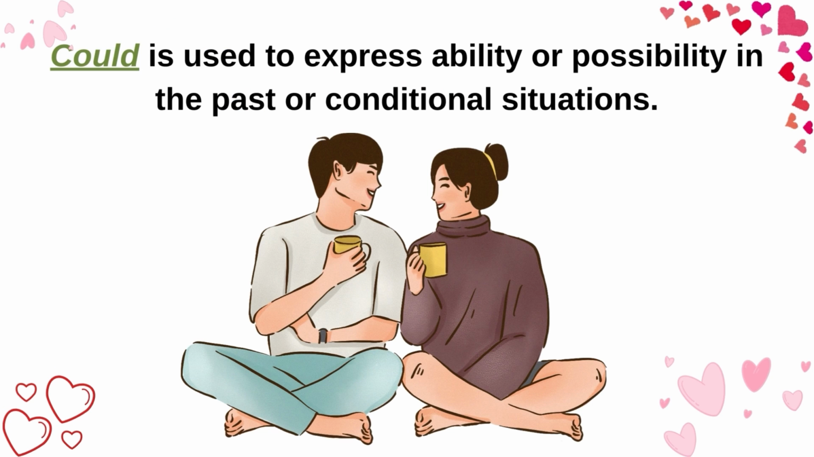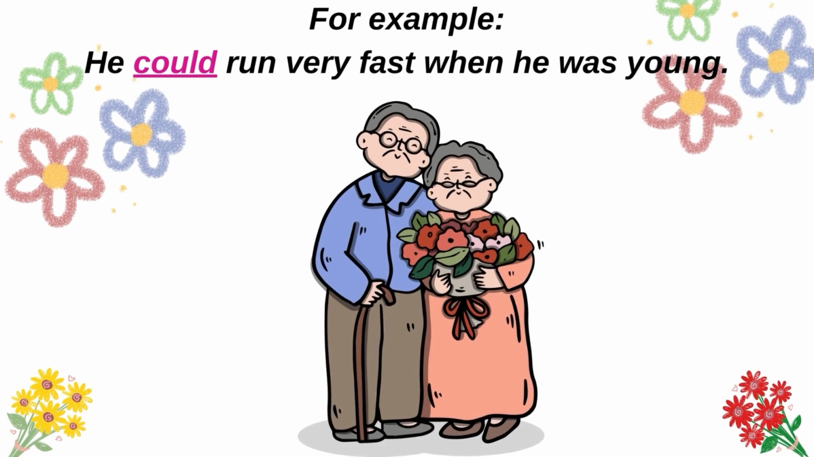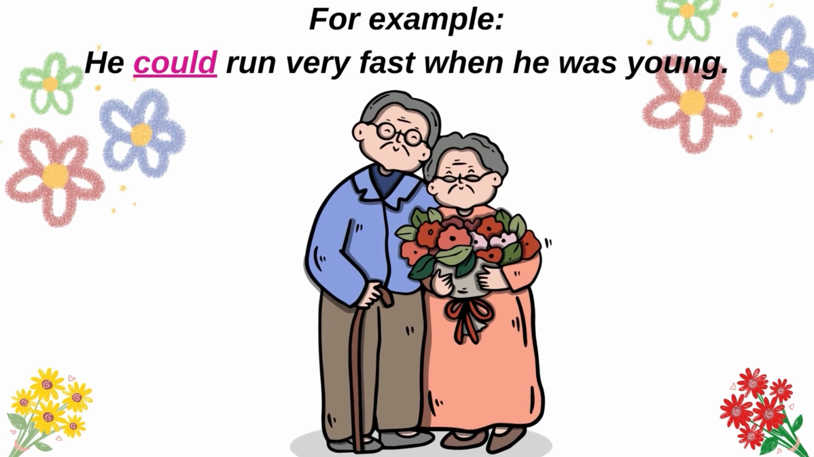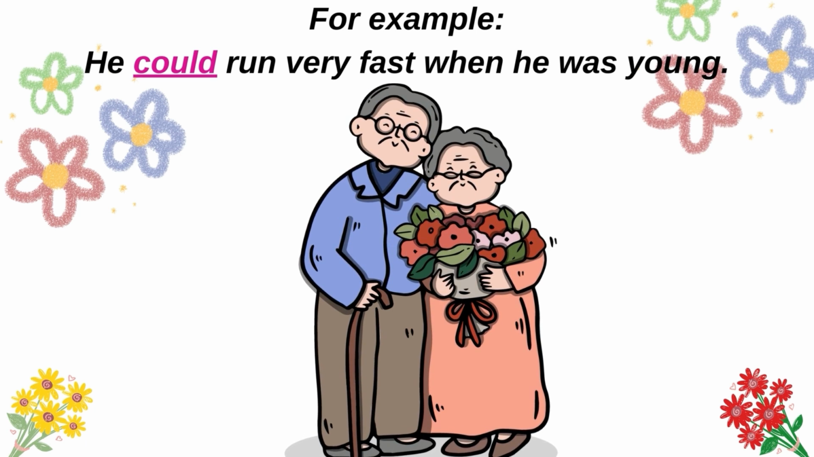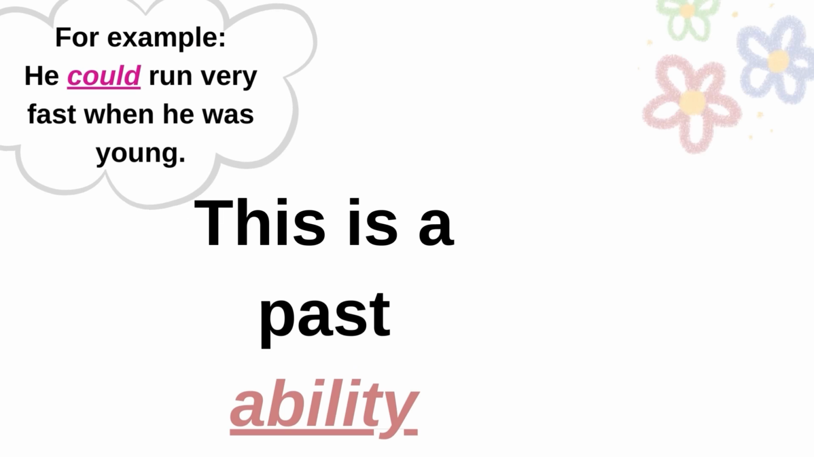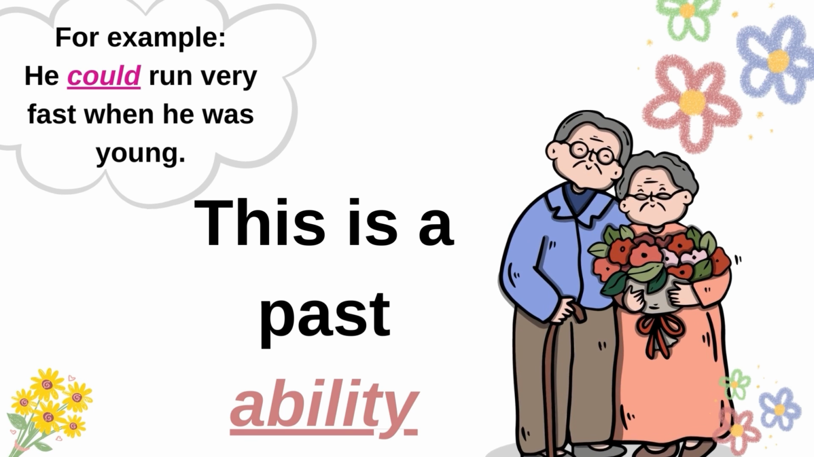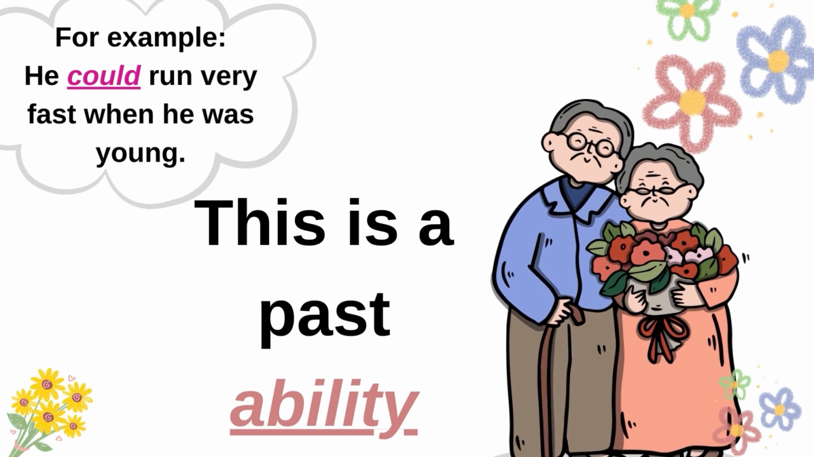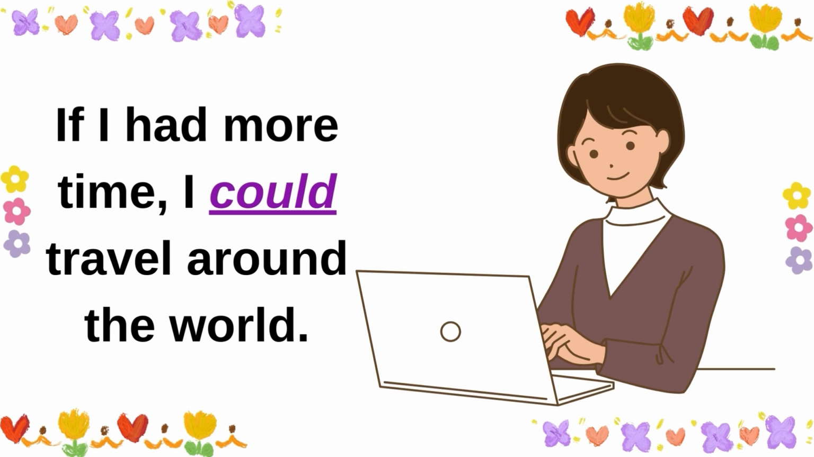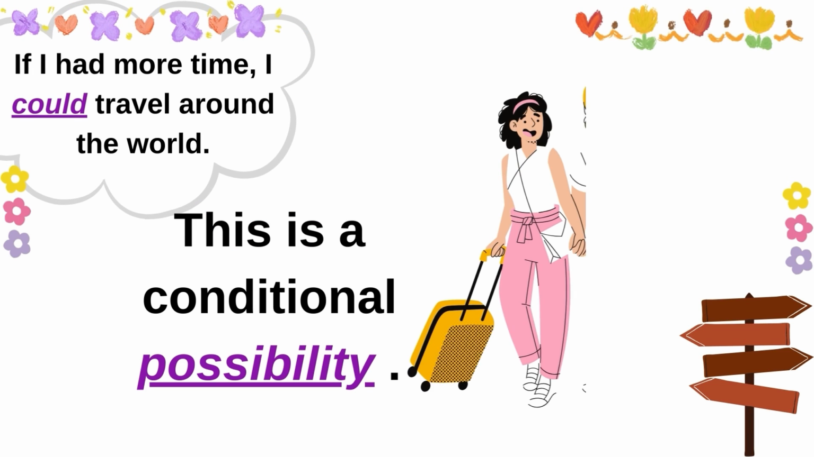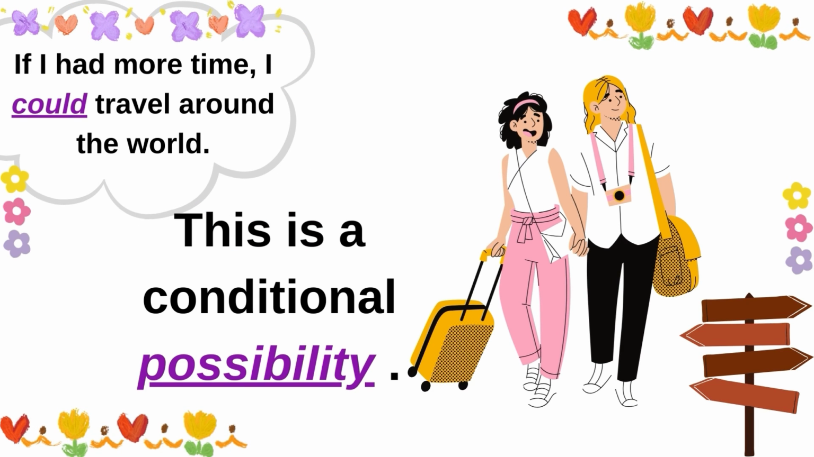Could is used to express ability or possibility in the past or conditional situations. For example, he could run very fast when he was young. This is a past inability. If I had more time, I could travel around the world. This is a conditional possibility.